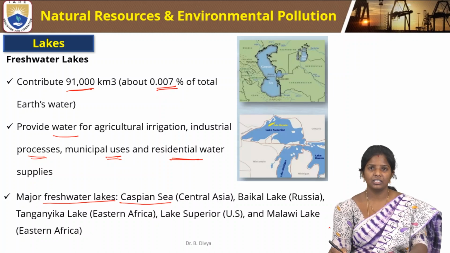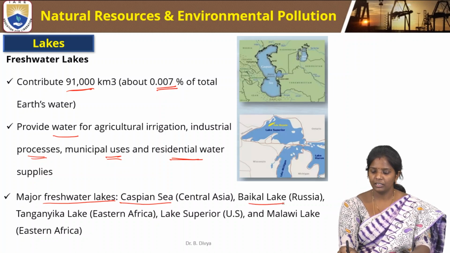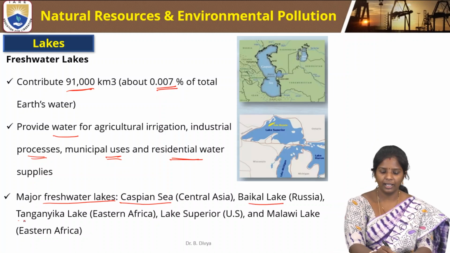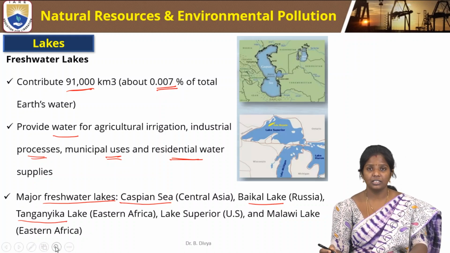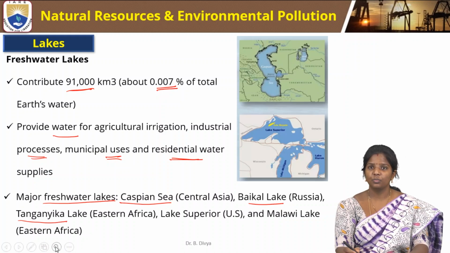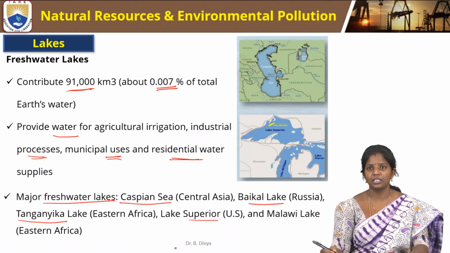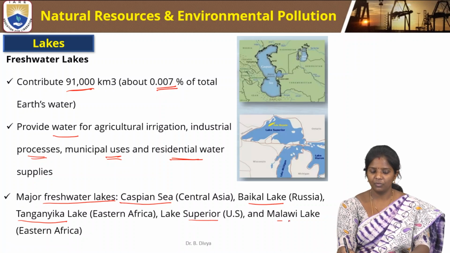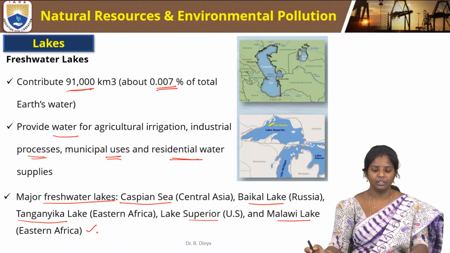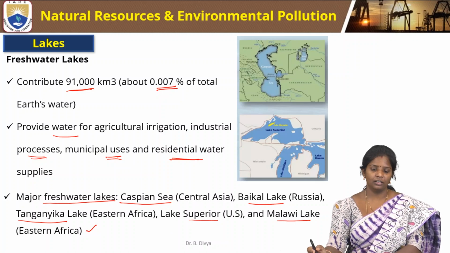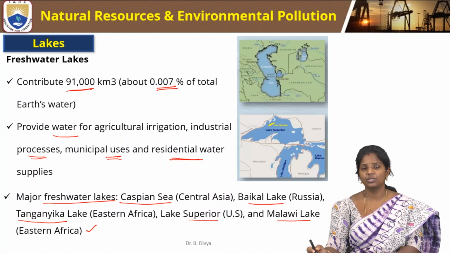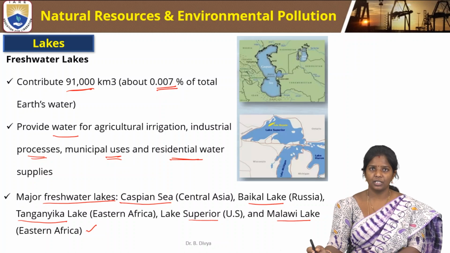Asia, that is present in Central Asia, Baikal Lake, that is present in Russia, and Tanganyika Lake, that is present in Eastern Africa, and Lake Superior, which is present in the United States, and Malawi Lake in Eastern Africa. These are the major freshwater lakes that can be used for drinking and other purposes.